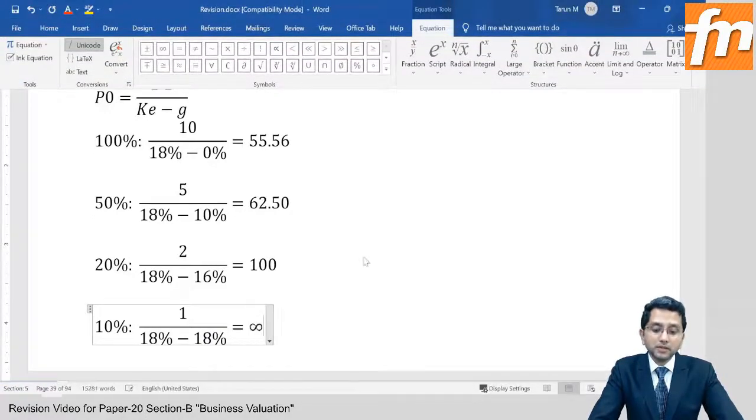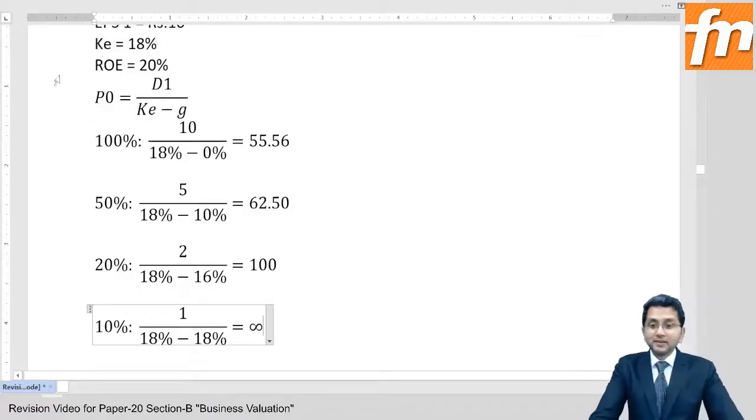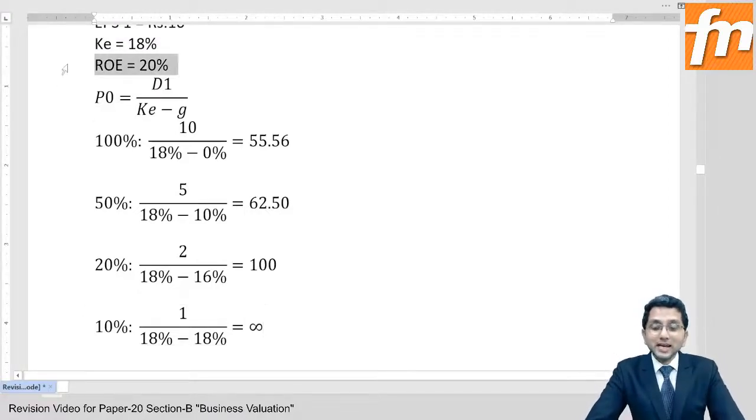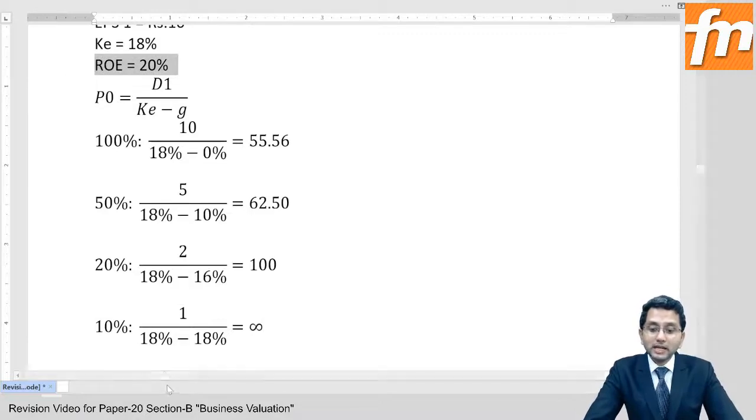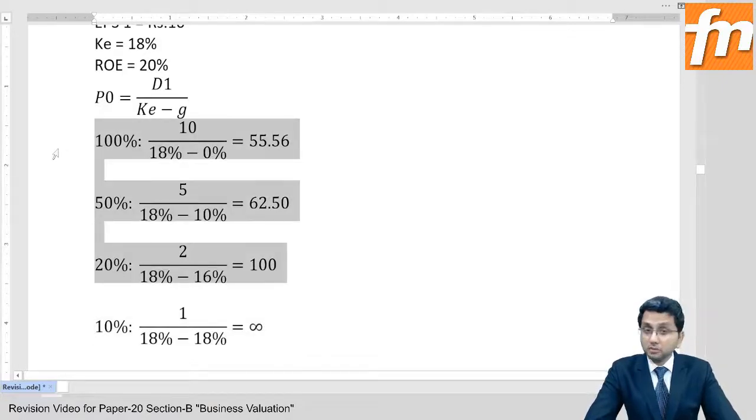That's the problem, that if you reduce the dividend to 10%, it means retention is 90%, so growth rate will become 18, and if cost of equity and growth rate becomes equal, it will be 1 divided by 0, which is infinite. Lowest dividend will give you infinite price. Now that's not practical life. So in practical life, I'm not saying give 0 dividend, I'm saying give lowest possible dividend where the formula actually works.